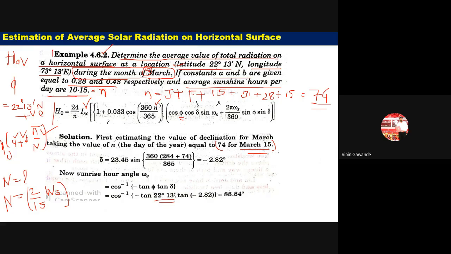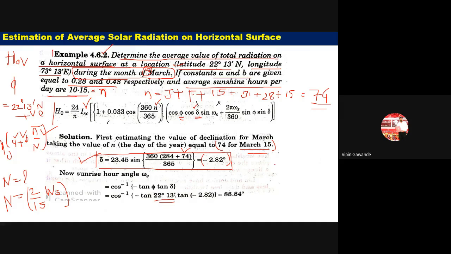Delta is the declination angle. Now the delta angle is not given, so we have to calculate that value. We know the formula for calculation of delta, that is 23.45 sine of 360 times (284 plus n) divided by 365. So you put the value of n here, 74. You will get the angle as minus 2.82 degrees. Delta angle is minus 2.82 degrees, so you have to calculate it here.